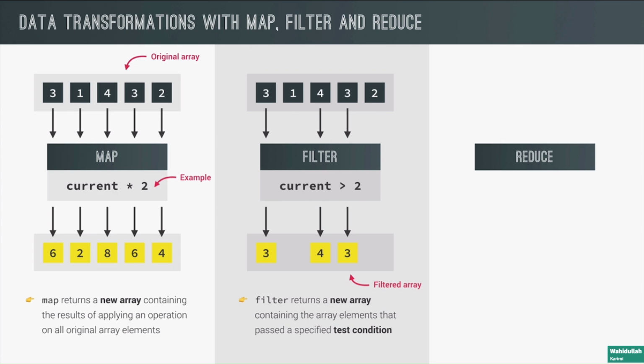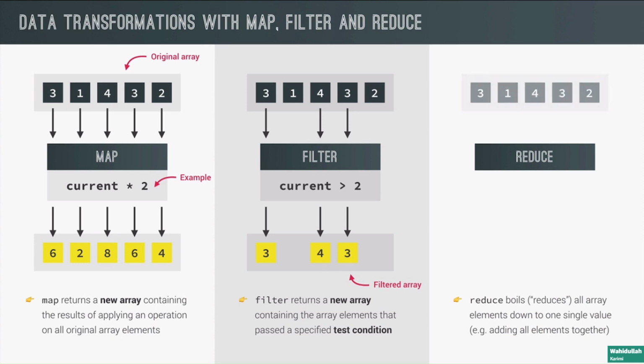And finally, there is also the reduce method, which we use to boil down all the elements of the original array into one single value. And an example of this can be to add all the elements of an array together, but we can also do many other interesting things. So for the example of adding up all numbers in the array, we need to specify an operation like this one, where we have an accumulator variable.